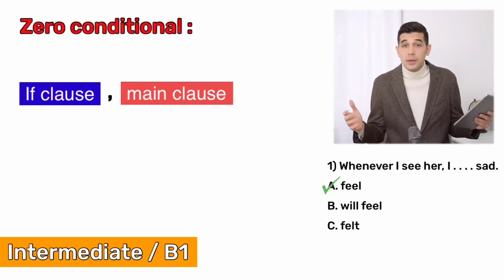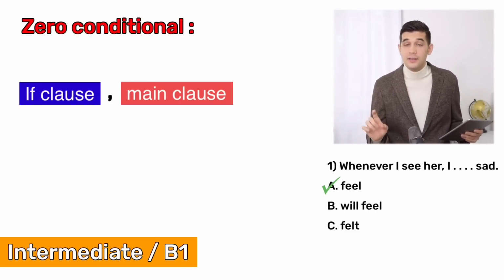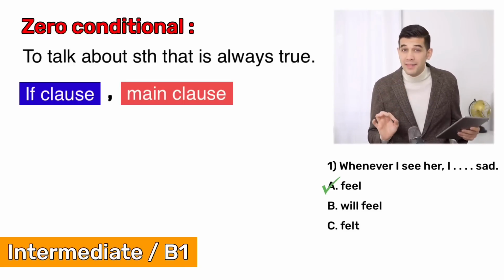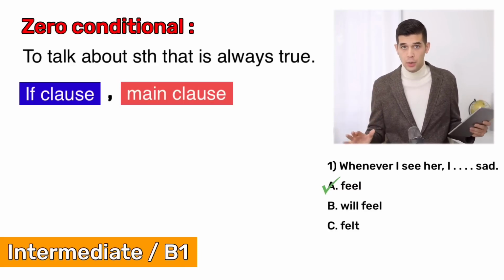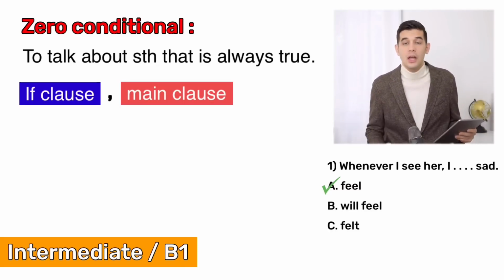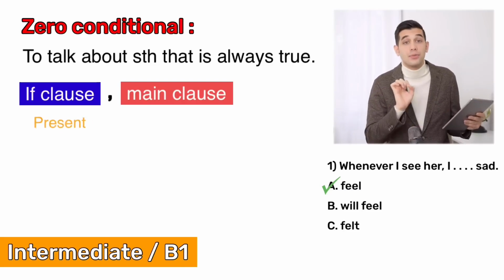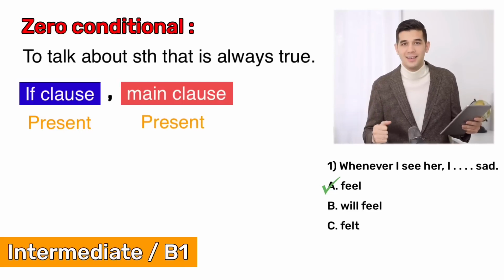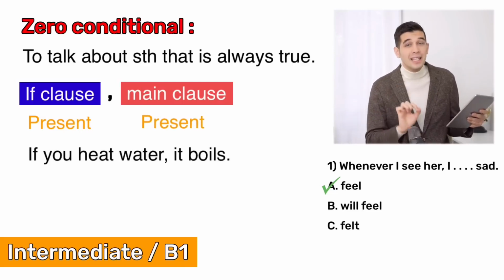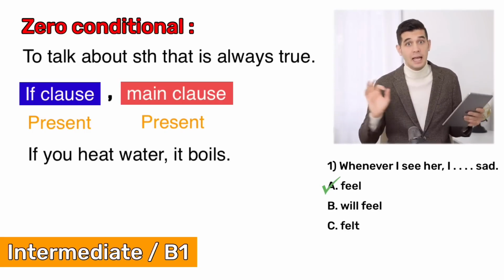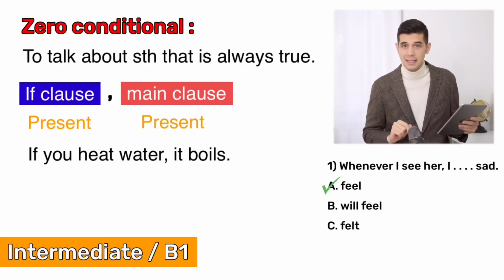Let's talk about zero conditional. A zero conditional sentence is a sentence that we use when we want to talk about something that is always true or that happens all the time. In that case, we use zero conditional, which is if plus present, and the main clause is again present. For example, if you heat water, it boils. You see, the two clauses, if clause and the main clause, are in present tense.